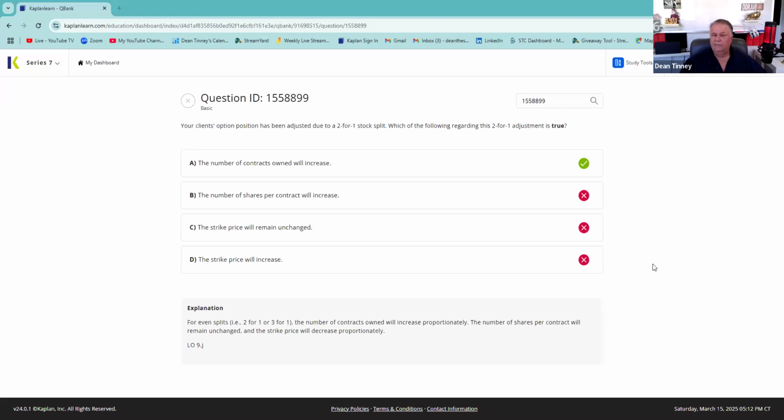A is correct. If it was an odd split, then we change the multiplier. We don't give you more contracts. We just say they're exercisable into more stock. And I wouldn't worry about this at all, right? So this one I just don't think is a question problem.